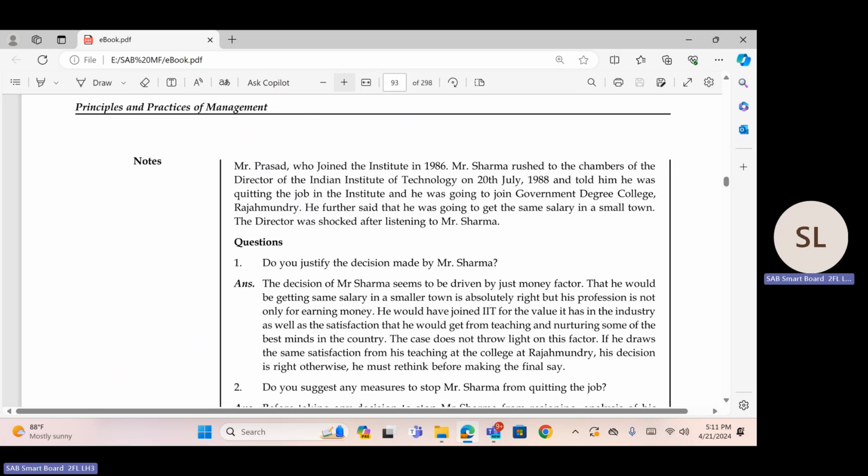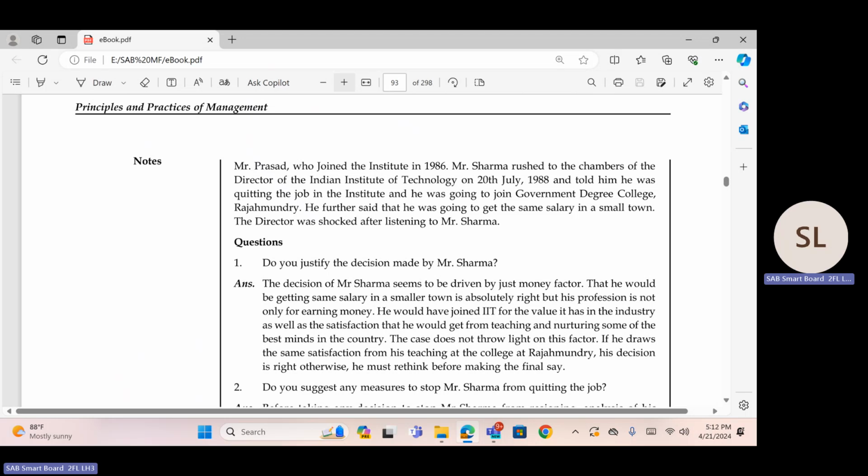Then the first question is, do you justify the decision made by Sharma? The answer given was no. The decision of Mr. Sharma seems to be driven by only the money factor, considering the salary factor. That he would be getting the same salary in a smaller town is absolutely right if only the money factor is considered. But a profession is not only about earning money, no?